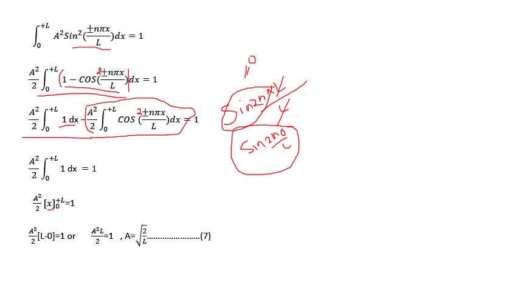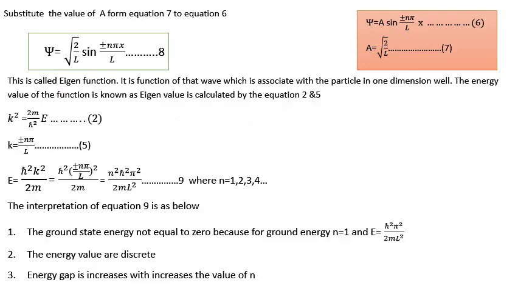So what is the integration of 1? It is equal to x, and substituting the lower limit and upper limit, we get L minus 0. A square by 2 already exists here. So after calculating this equation, we will get A square L by 2 is equal to 1. With the help of this equation, we calculate the value of A, and what is the value of A? It is A equals under root 2 by L, which is our equation number 7.